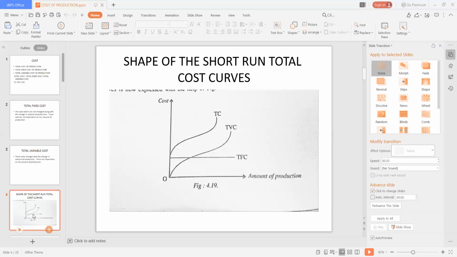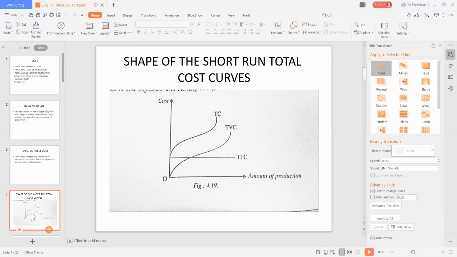The cost means the total fixed cost, the total variable cost, the total cost. And the total fixed cost curve is parallel to the x-axis because the total fixed cost does not change with the amount of production. If the amount of production goes on increasing, the total fixed cost remains unchanged.